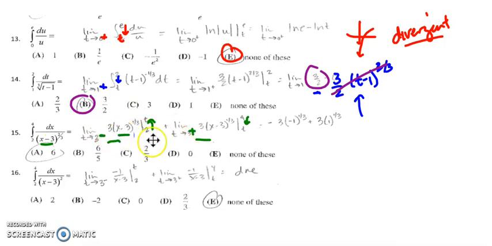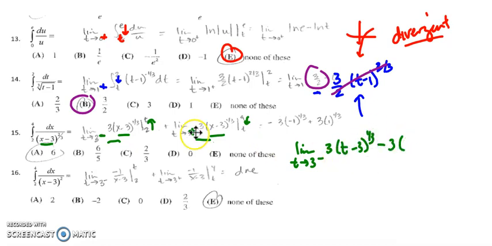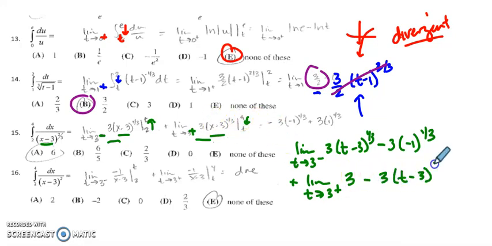So I did the same integration for this guy and this guy, because I have the same integrand for both of them. So let's go ahead and evaluate the first one. I plug in a t. Let me write this out actually. I have the limit as t goes to 3 from below of 3 times t minus 3 to the 1/3 minus 3 times, then plug in a 2, I have negative 1 to the 1/3. I'm going to add that to the limit as t goes to 3 from above of plugging in 4 first. I just have 3 because 4 minus 3 is 1, to the 1/3 is 1, minus, and then plug in t, 3 times t minus 3 to the 1/3.